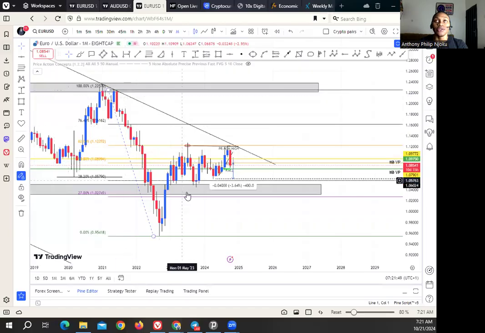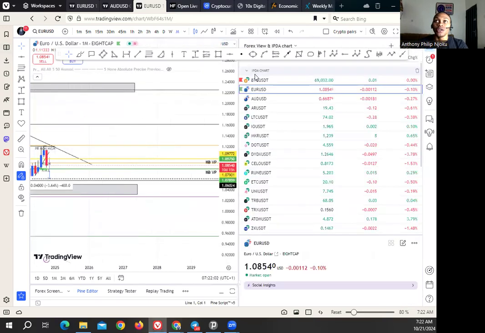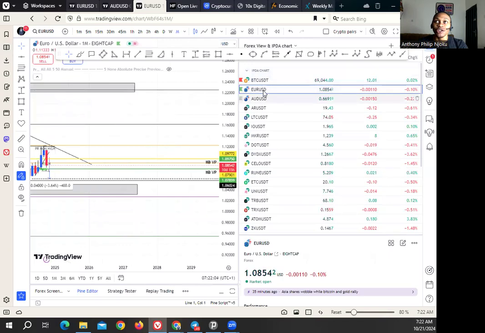Okay, so right now you're on my screen, my second screen, and this is the EUR/USD chart on the monthly time frame. We'll be focused on just three pairs: EUR/USD, AUD/USD, and BTC/USDT.